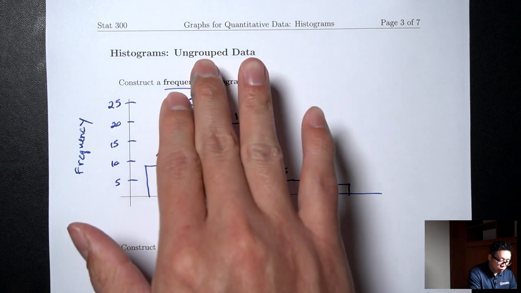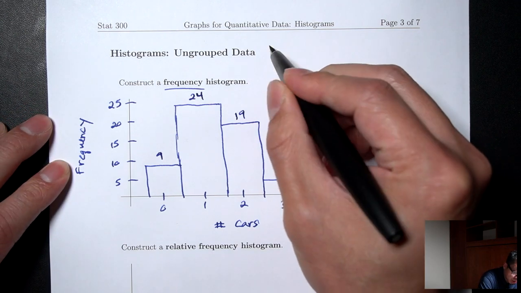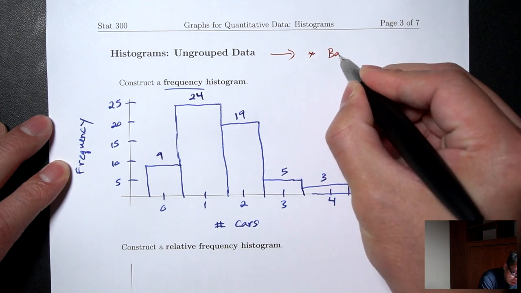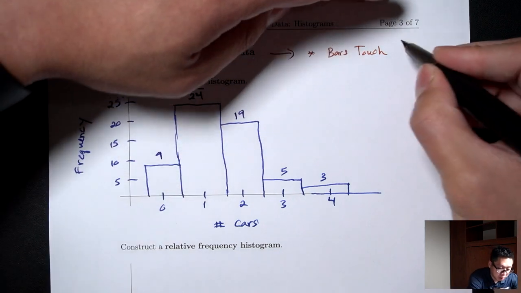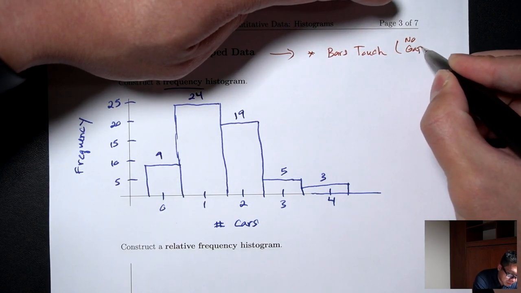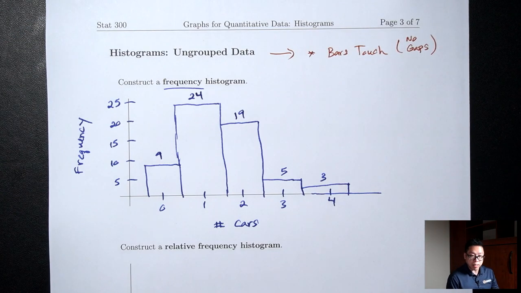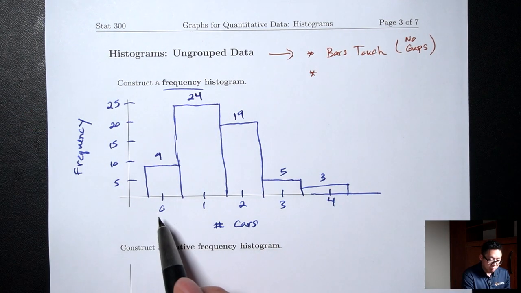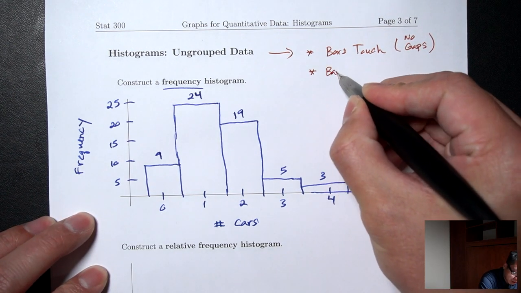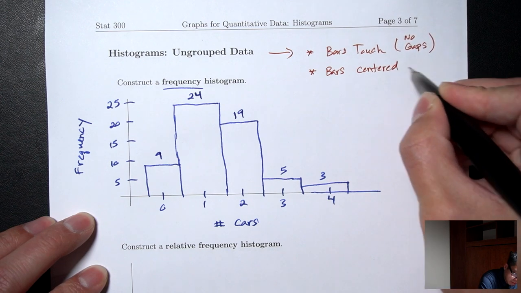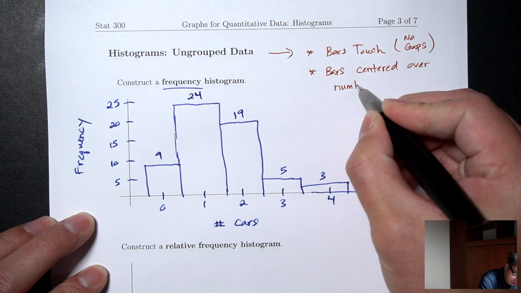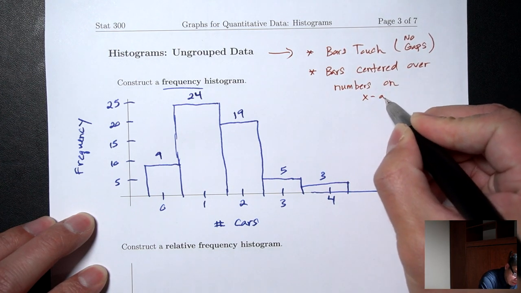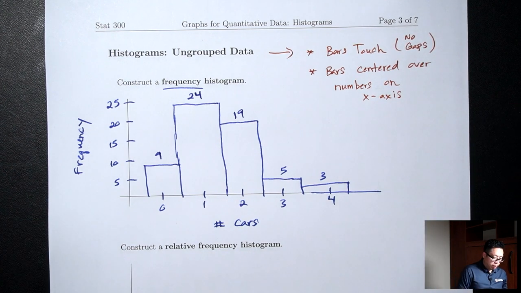Okay, so once again, for ungrouped data, first of all, the bars should touch, meaning there's no gaps. This is different than a bar plot for qualitative data in the last lecture. And then for ungrouped data, the bars should be centered over the numbers on the x-axis. And that's a frequency histogram for the ungrouped data situation. Now let me skip over to the grouped data situation and let me show you what's different.